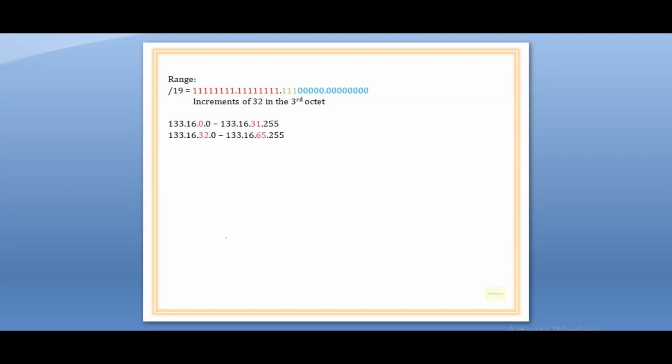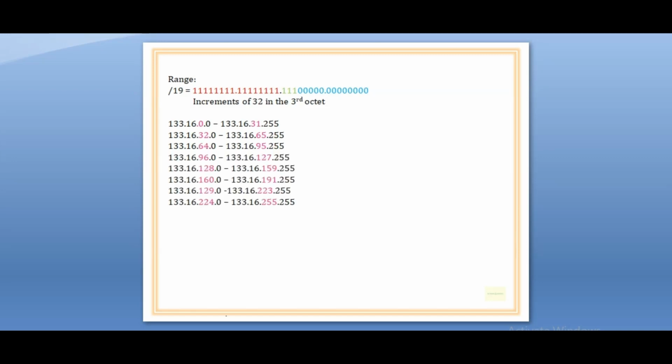For the second subnet, add 32 to the 3rd octet of the previous subnet's network address to get this subnet's network address, and we get 133.16.32.0. For the broadcast address, add 32 to the 3rd octet of the previous subnet's broadcast address, which will give us 133.16.63.255. The same steps follow for the remaining 6 subnets, and doing that we get the following range. You can pause the video and go through these.